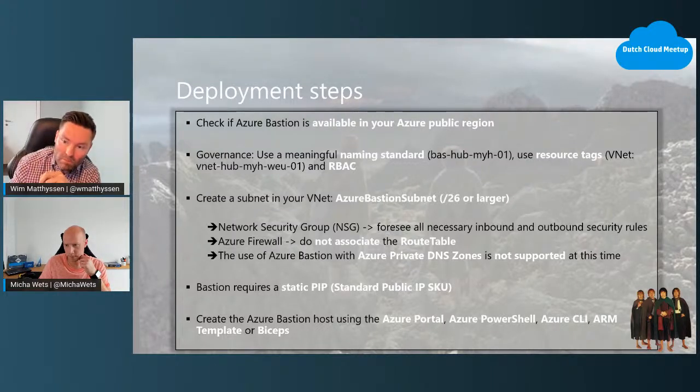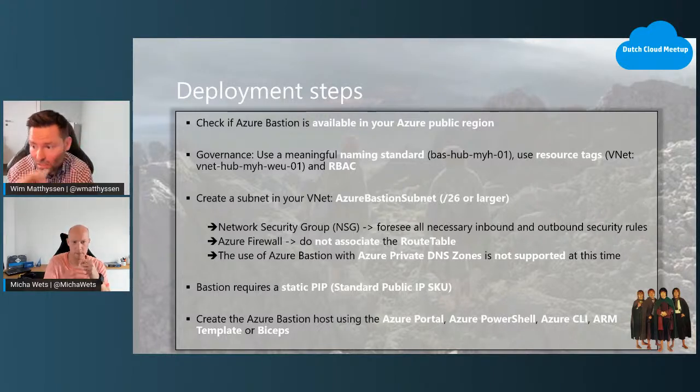Also, keep in mind that you can't combine Azure Bastion with Azure Firewall. So you shouldn't associate any route table to your Bastion subnet that sends traffic through the Azure Firewall. Otherwise, Azure Bastion would not work. Next to that, you also still can't use Azure Bastion in combination with Azure Private DNS zones if you're using them in some way. So that's also not yet supported.